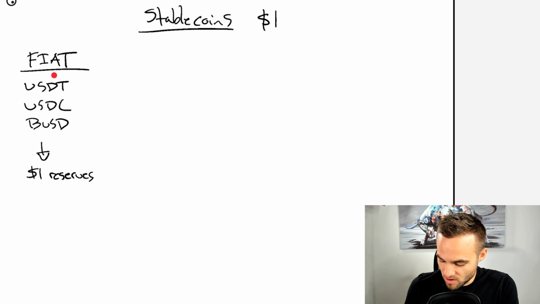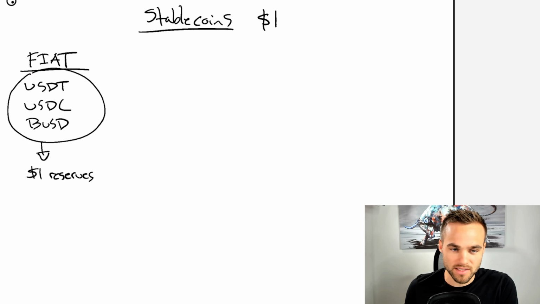The downfall is that all of these are quite centralized. USDT is from a company called Tether. USDC is created by Coinbase. BUSD is created by Binance, right?